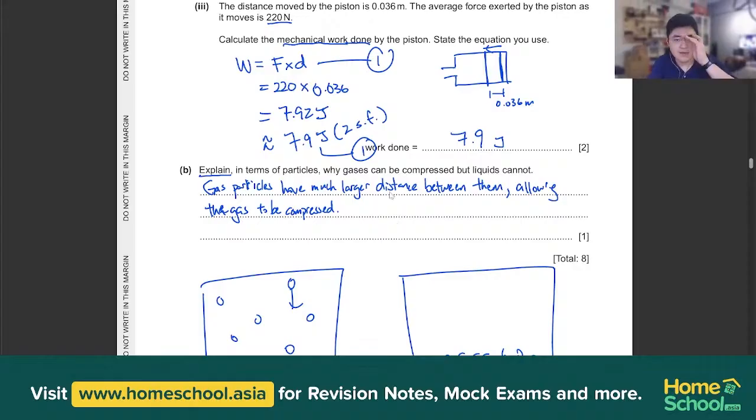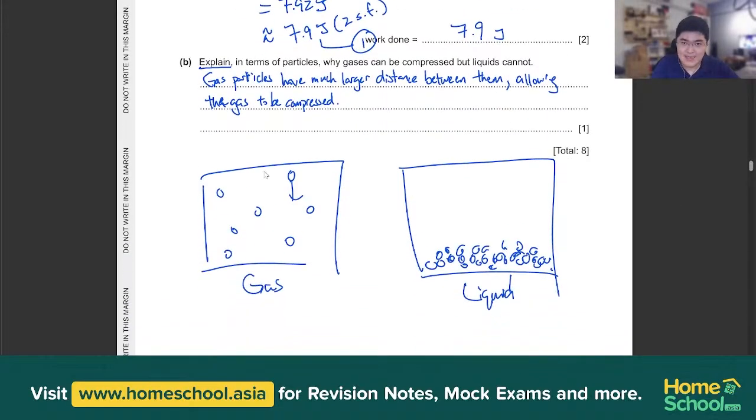So just to take note, gases, as you can see in the diagram here, have a lot more space between the particles, while for the liquid, all the particles are already touching each other, so they cannot be compressed. Also, do remember: explain in terms of particles why gases can compress, liquids cannot. Actually, I need to write the why liquids cannot be. So let me just finish this.